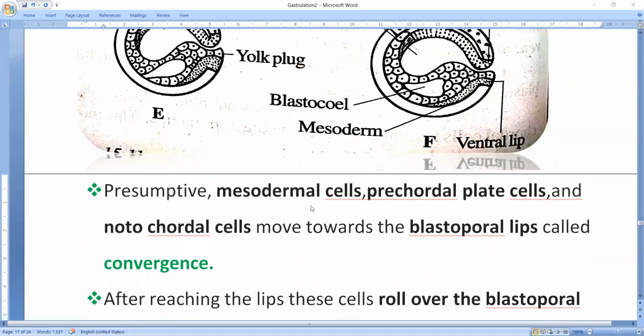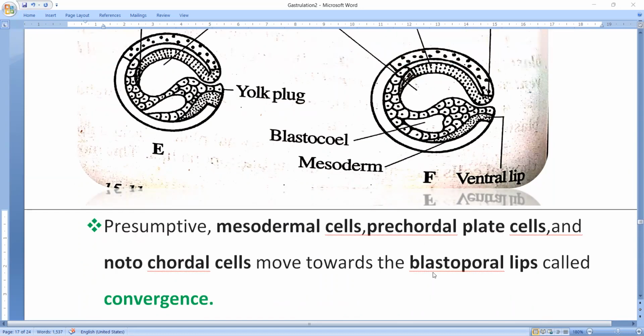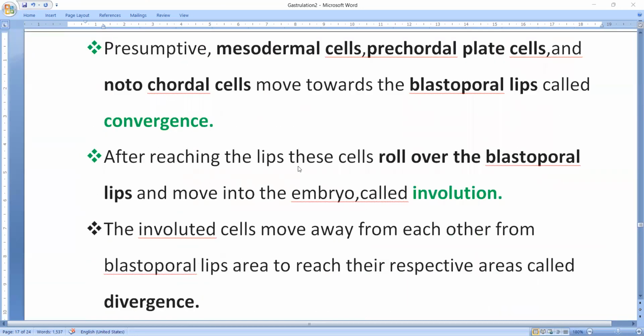Presumptive mesodermal cells, precaudal plate cells, and notochordal cells move towards the blastoporal lips, called convergence. The required mesodermal cells, precaudal plate cells and notochordal cells move towards the blastopore lips, called convergence. So those cells reach this area. After reaching the lips, these cells roll over the blastoporal lips and move into the embryo, called involution.